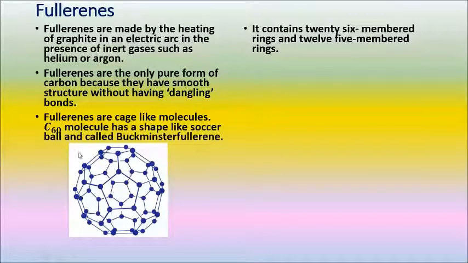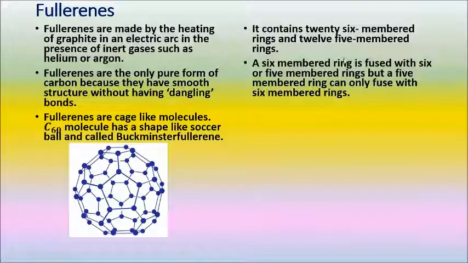That means in this soccer ball itself, you can see the pentagon shape where the 5-membered ring is there. Along with that, you can see the 6-membered rings also in this structure. The count is 20 6-membered rings and 12 5-membered rings present in fullerenes, which make a cage-like structure. So it is also named Buckminsterfullerene.